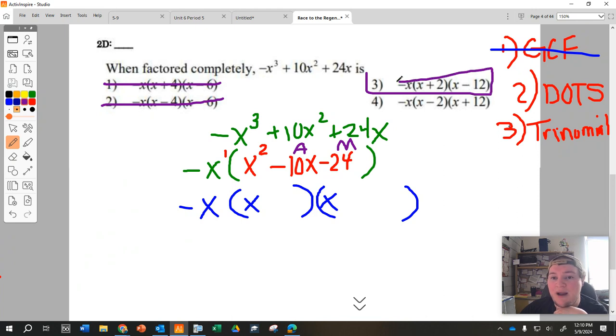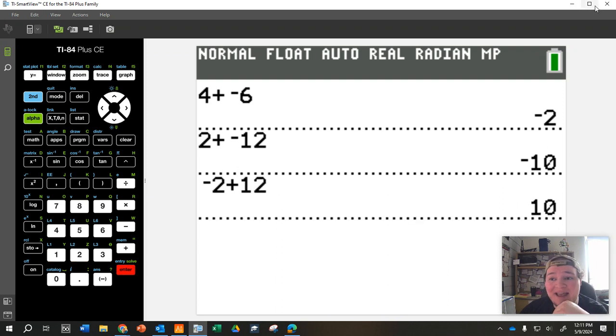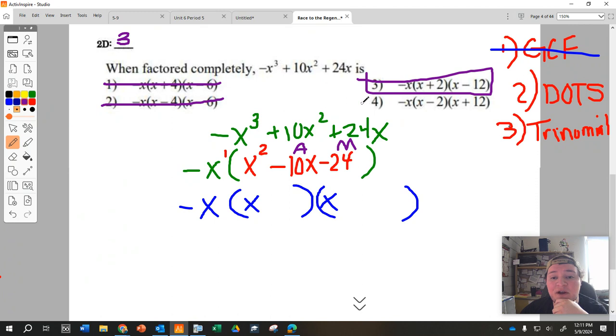So the answer is likely going to be choice 3, but let's check choice 4 quickly to make sure. Negative 2 times positive 12 is negative 24. It does check that box, and then we try negative 2 plus 12. We add them to see if that gives us our negative 10. I have positive 10. That is not the same as negative 10. They are different numbers, so the answer has to be for sure choice 3.